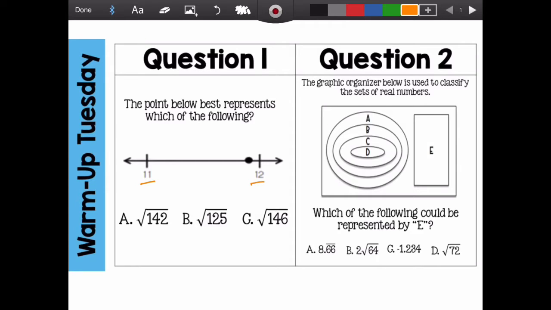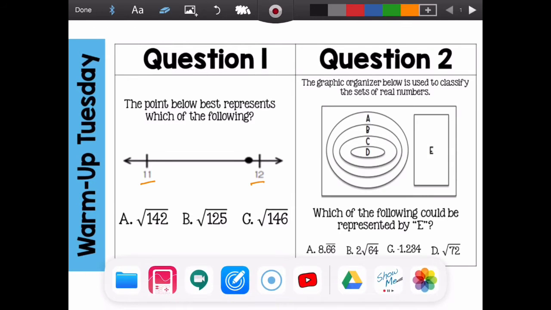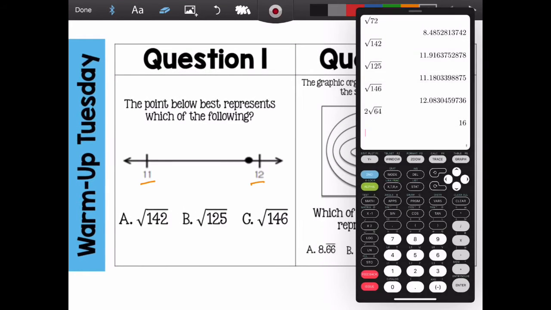If we notice that our point is closer to 12 than it is to 11, we're just going to use our calculator, guys, to approximate the square roots of each of these and determine which one could be our point. I'm going to pull up the calculator, and again, you should be working with the calculator. I'm going to start with A, the square root of 142, and I get 11 and 9 tenths and a bunch of numbers after that, but I'm just going to round to the tenths place. So this is 11 and 9 tenths.